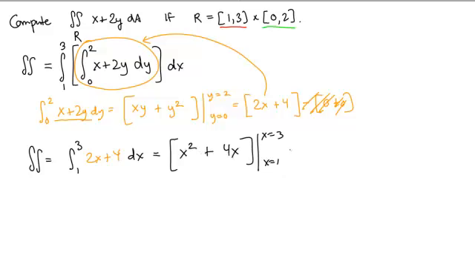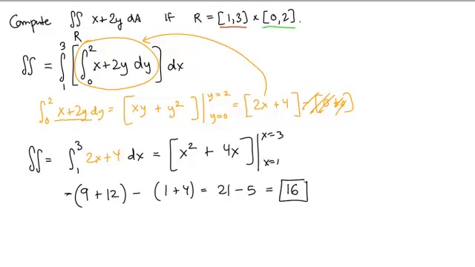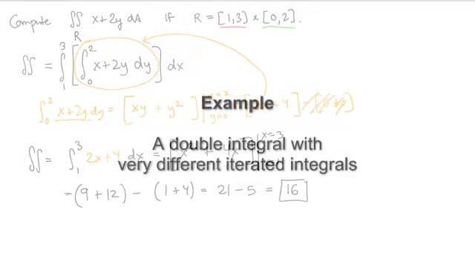So then if we go and plug in our values, when x is equal to 3, we're going to get 3 squared, which is 9, plus 4 times 3, which is 12. When we plug in x equals 1, we're going to get 1 plus 4. So that'll give us a grand total of 21 minus 5, which is 16 again. So this double integral is 16 no matter how we slice it.